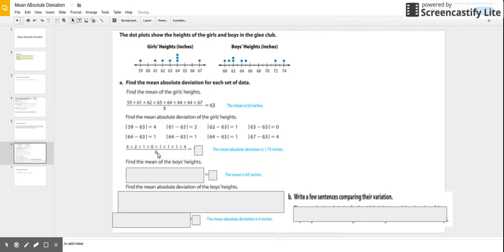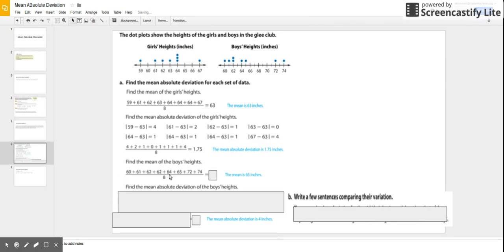Okay, so your mean absolute deviation, then you're going to just take each of the values and add them together and divide them by the number of girls that there are. So there are a total number of 8 girls. So once you find the average, you get 1.75. In other words, the mean absolute deviation is then 1.75 inches for the girls.